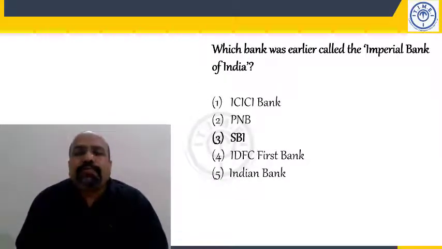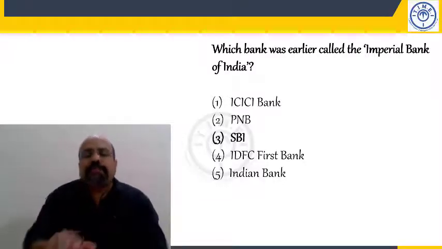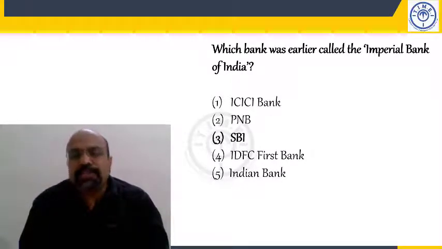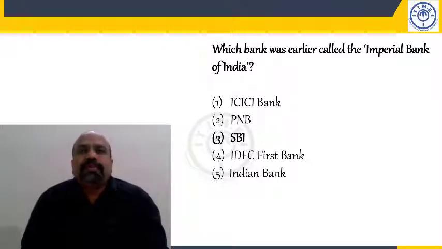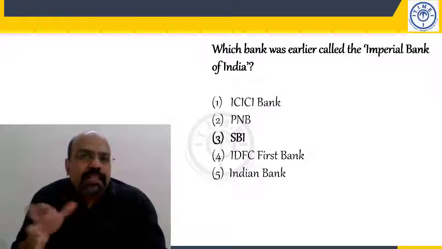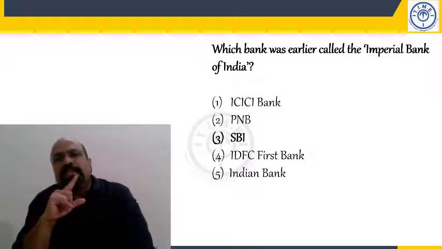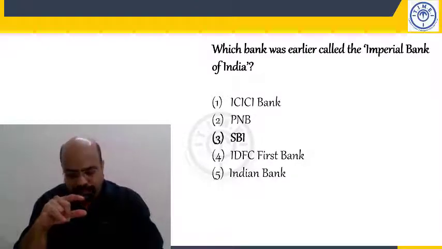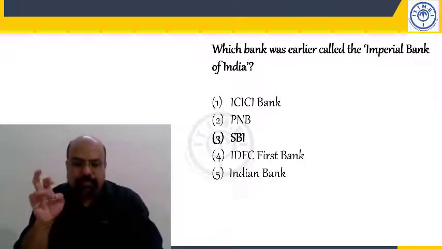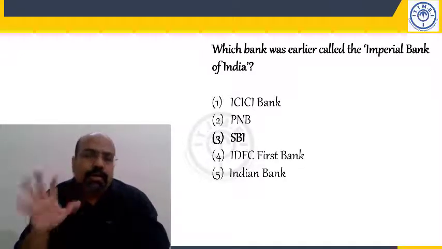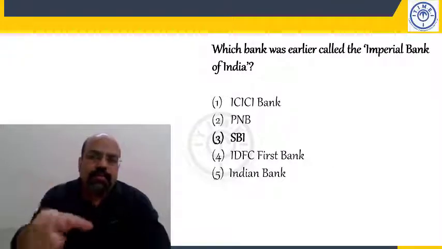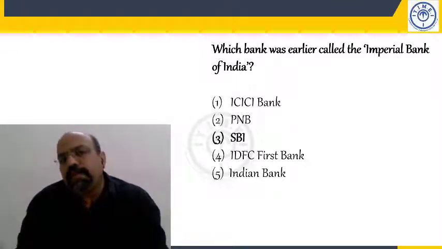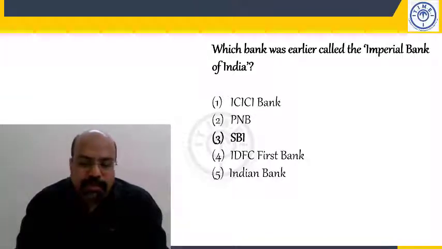Which bank was earlier called the Imperial Bank of India? You want to know, write this. Right. SBI. You just take two points. SBI, dash, and underline it. Nationalized in 1955. Second point: previously called Imperial Bank of India. Look at it, the question says Imperial Bank of India. Previously called Imperial Bank of India.